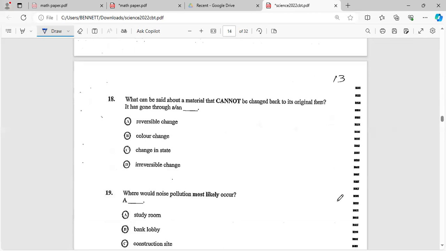What can be said about a material that cannot change back to its original form? A, reversible change. B, color change. C, change in state. Or D, irreversible. And that's irreversible change. So it can't change back.